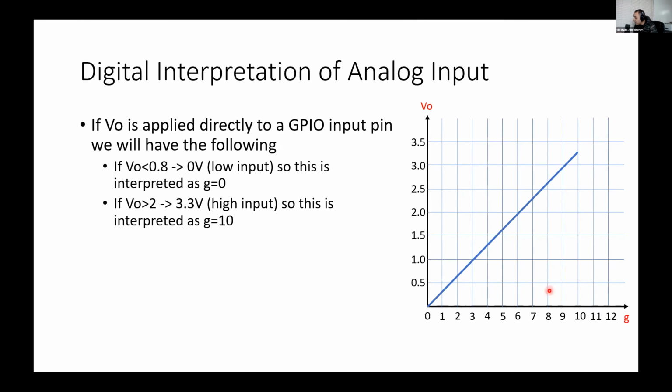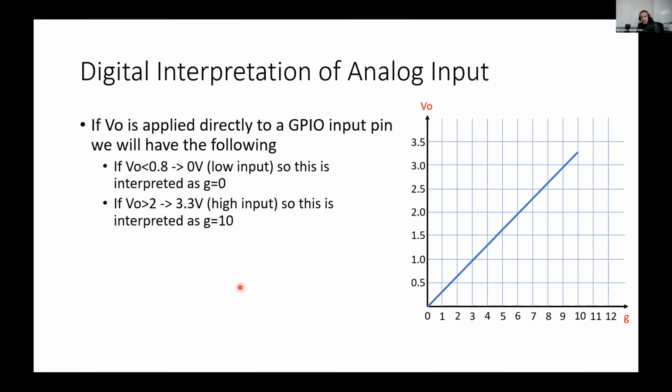And if the acceleration is higher than 2, for example 3 or 4, all these measurements will be input to your microcontroller as 3.3 volts, or high. For that, you will assume that G is equal to 10, the maximum. Of course, that's not an accurate way to measure things.